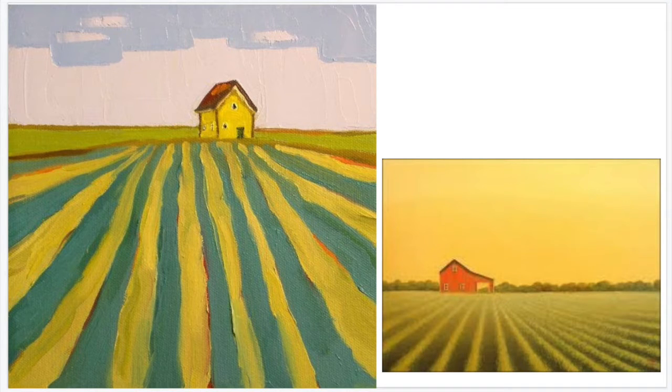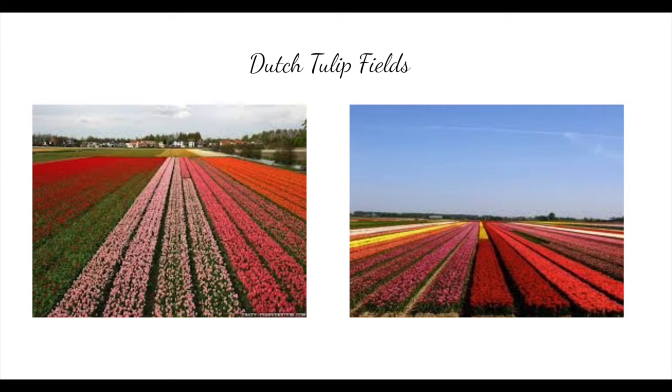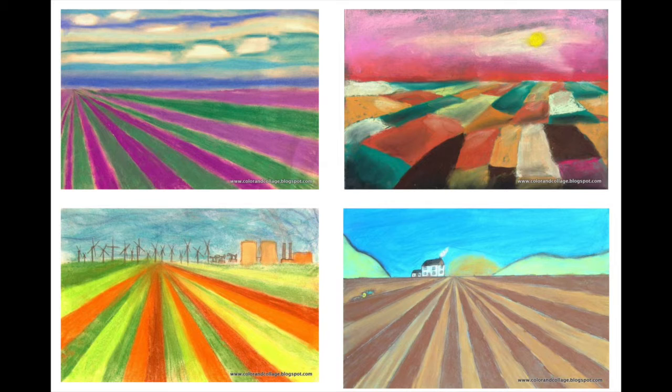Here are some artistic examples, which are beautifully done. You can see the hillsides, the farmer's crops, the lines within the earth, the layered landscape. Here are some beautiful Dutch tulip fields. You can see this example in Vincent van Gogh's fields and some student work, which is phenomenal.